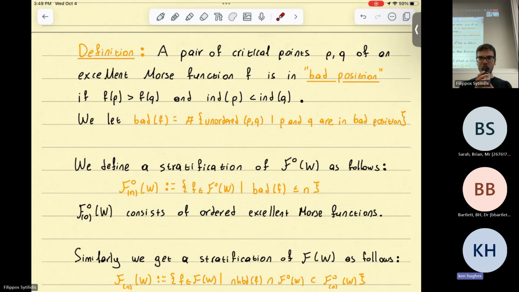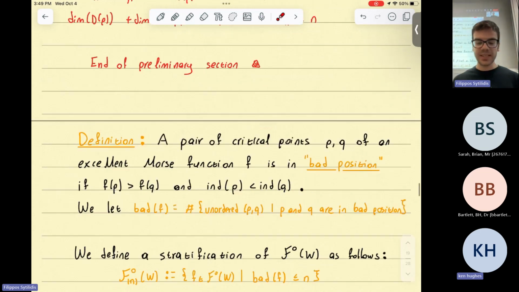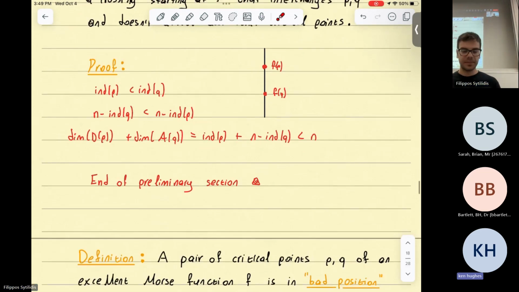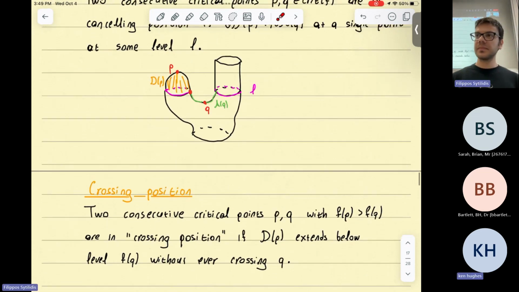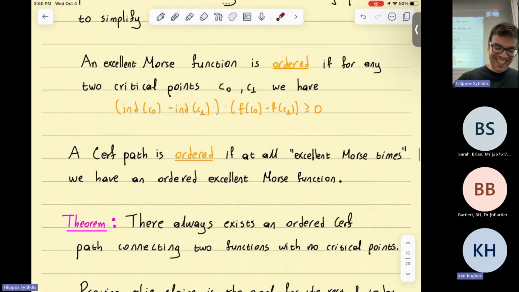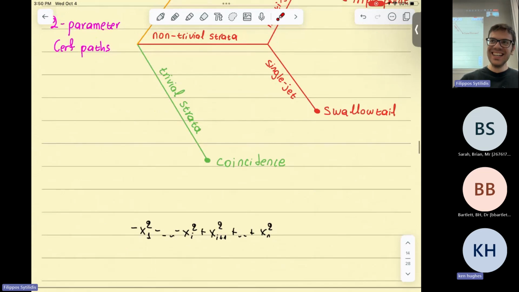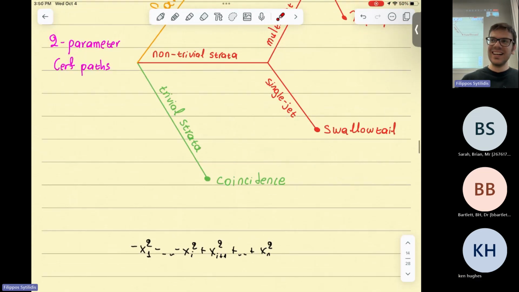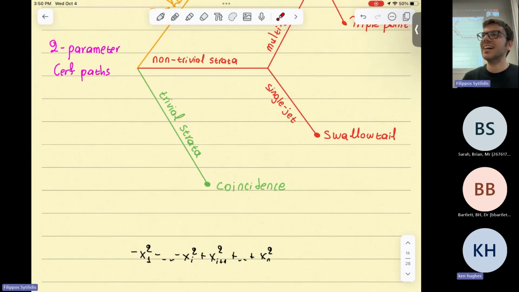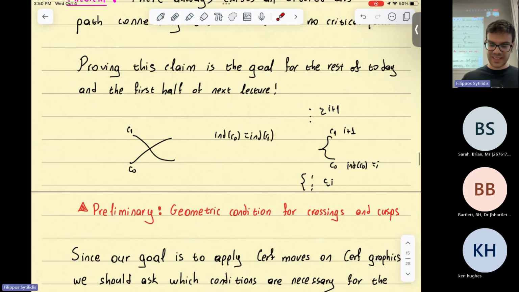I have a question. Just earlier, you drew a diagram, right? A diagram where you had two critical points, and you said the index of the pair is less than the index of the other. I think this one. How do you know the one below is less, and the one above is greater?